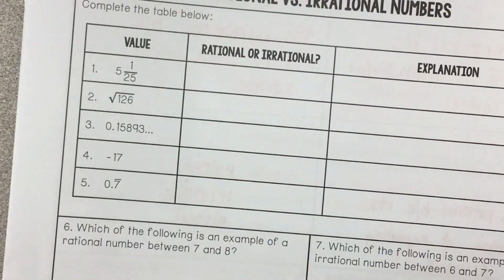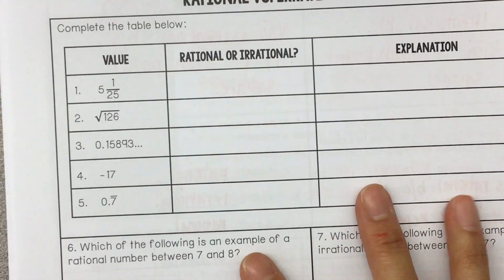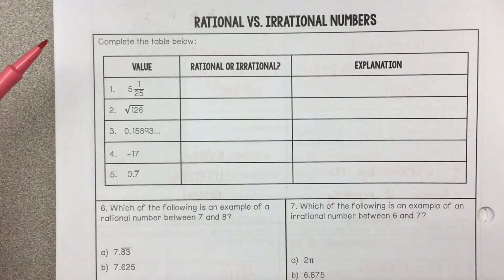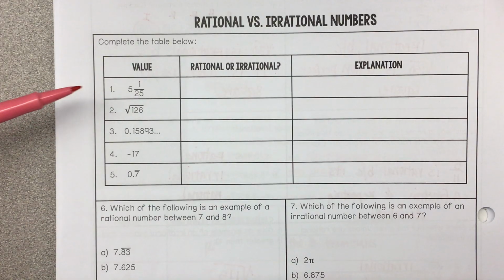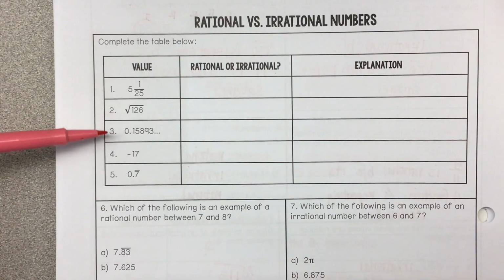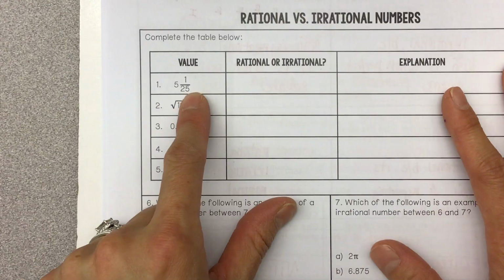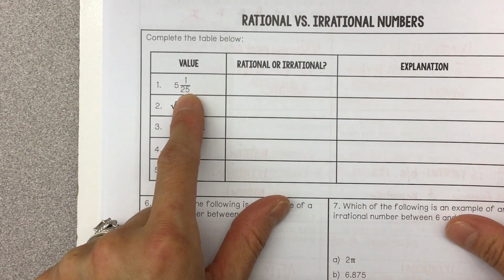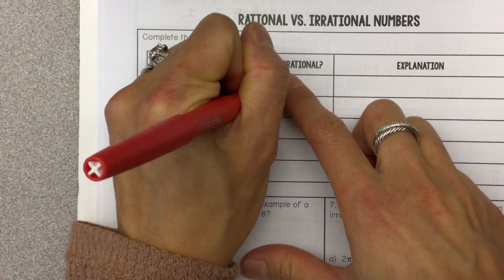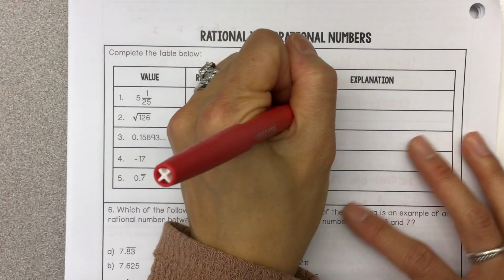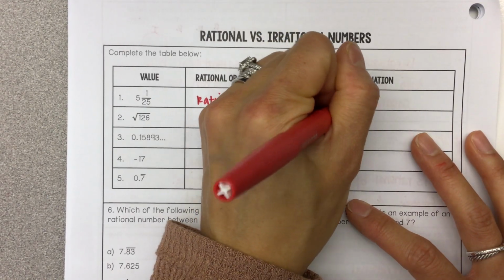Okay, I'm going to flip to page 12, last page. Got this table up here. I'm going to do the first 2 up here with you, and then you are going to complete 3, 4, 5, and then the rest of the ones at the bottom. So 5 and 1/25, that is a fraction. Remember, fractions are rational. So our explanation is going to be, it's a fraction.